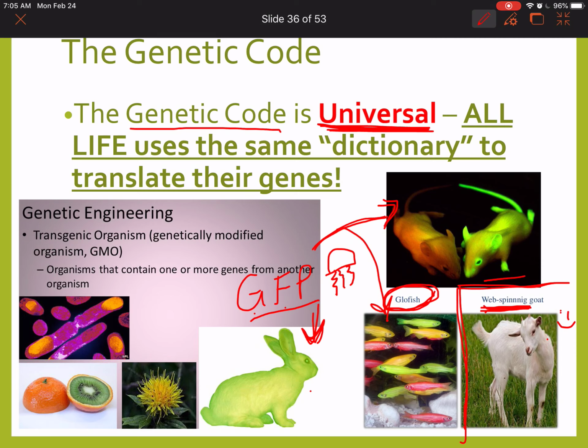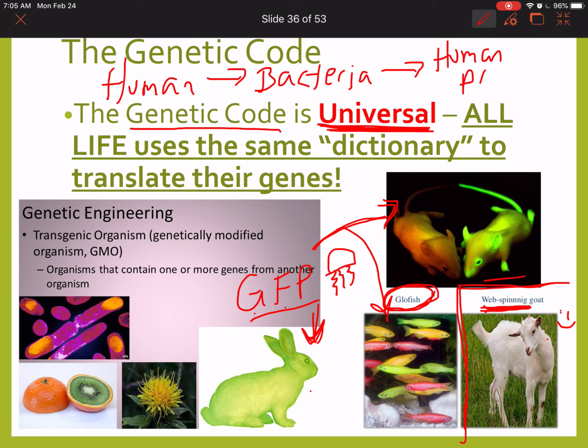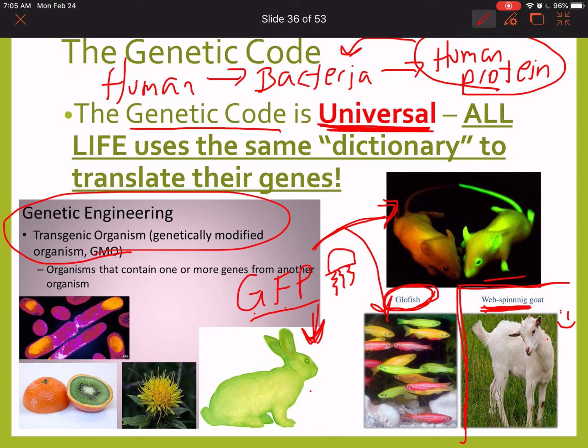We can also do it with human genes. For example, we take a human gene like insulin. We put it into bacteria. The bacteria then make human proteins. And if anybody in your life is diabetic and has to do insulin injections, it's human insulin, but I guarantee you it came from bacteria. So this is all called genetic engineering or transgenic organisms. It's a pretty cool field.